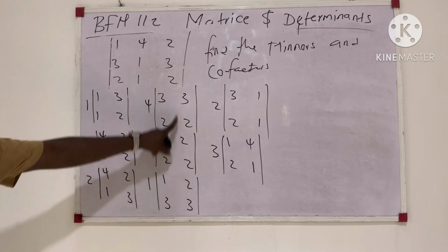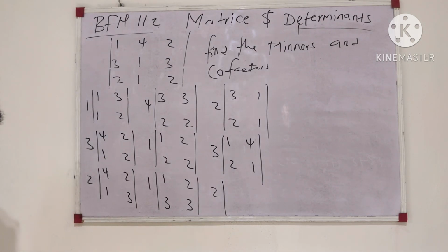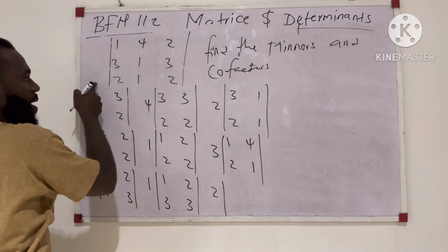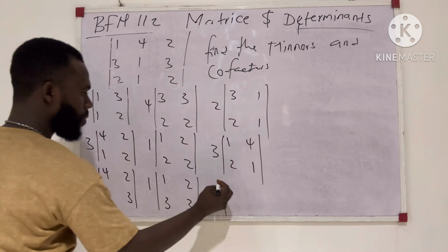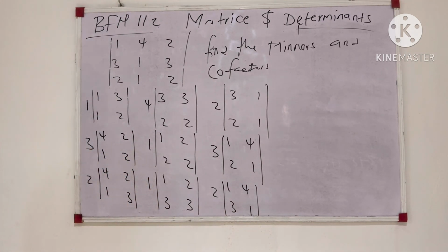And lastly, what do I have? 2. When I don't write here and I don't write here, what do I have? 1, 4, 3, 1. Okay. Now, this is what we are going to do.